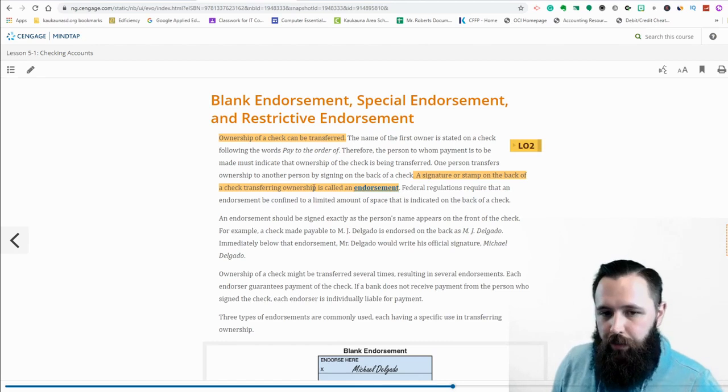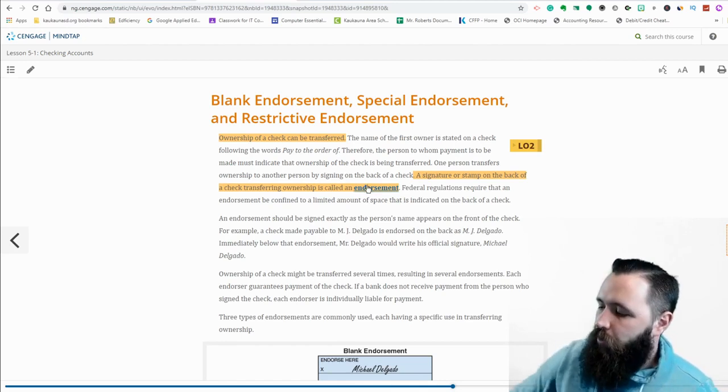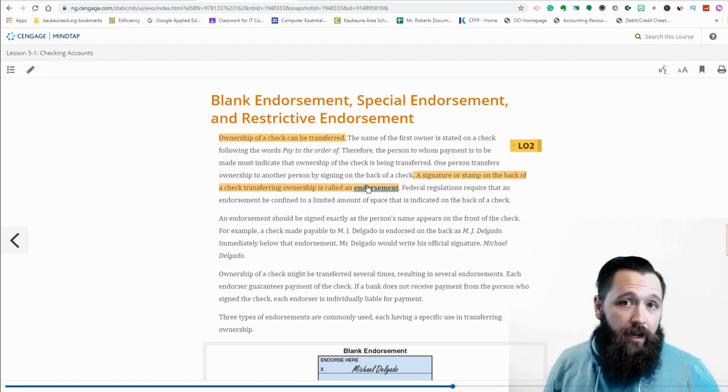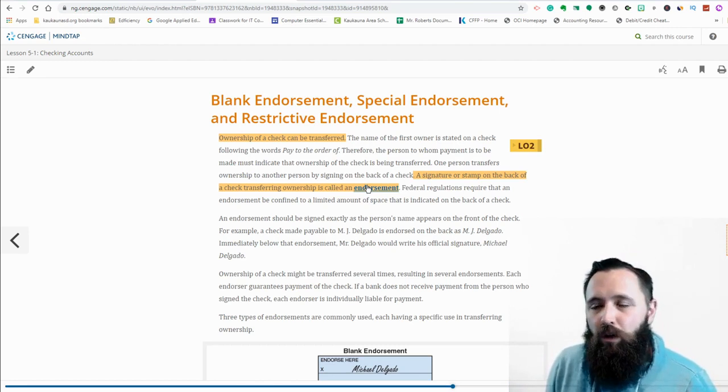Transferring ownership is called an endorsement, okay? And when we have a check, it can be transferred from one person to the next, right? So if your grandma is giving you $10 for your birthday, she is transferring that money over from her to you. Now you own that check.